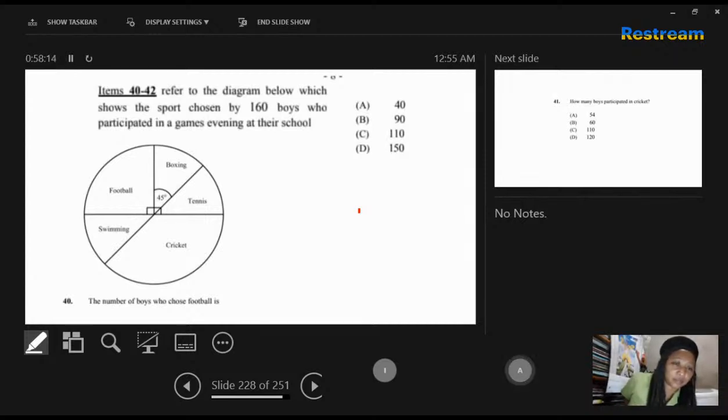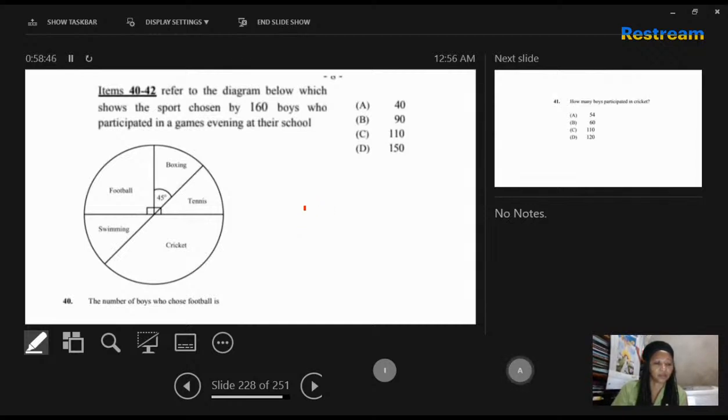Items 40 to 42 refer to the diagram below, which shows the sport chosen by 160 boys who participated in a games evening at their school. All right, so we have 45 degrees for boxing. The number of boys who chose football, that's what they want for number 40.